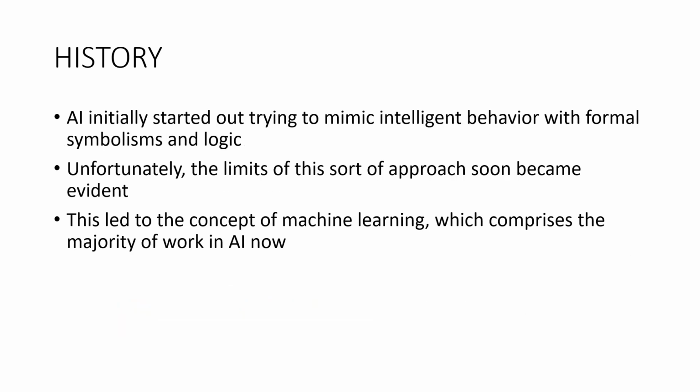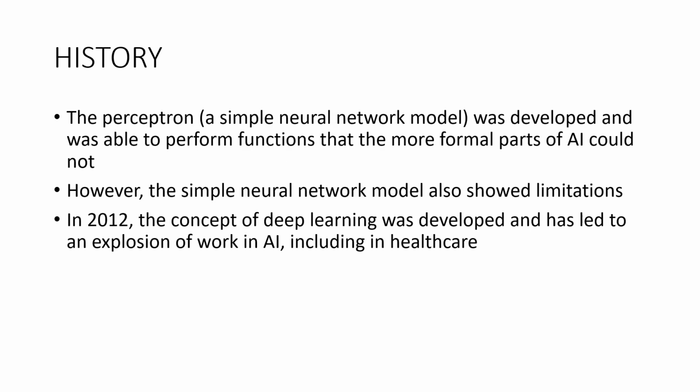So AI started out trying to use formal logic and formal symbolism, and they soon found that approach really didn't work very well at all. So at that time, they started thinking about machine learning, based upon the human brain, because humans can learn. The idea is, could they mimic to some extent what humans do, and have machines learn? Machine learning is now the majority of work in the artificial intelligence field.